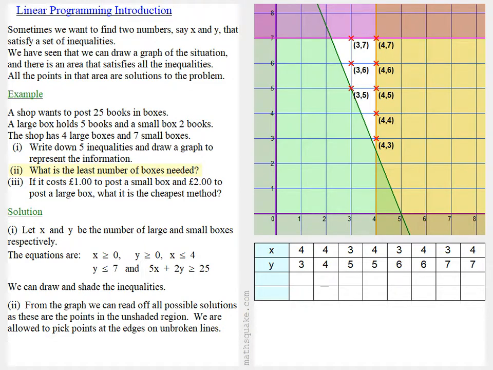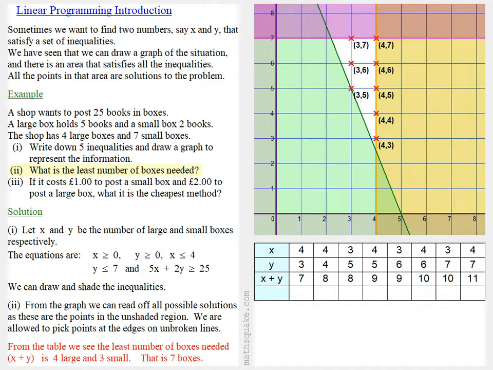Now we can add an extra row called x plus y, which is the total of all the boxes. So in the first column we've got 4 large and 3 small boxes, which is a total of 7 boxes. Then we have 4 plus 4 is equal to 8, 3 plus 5 equals 8, 4 plus 5 equals 9, 3 plus 6 equals 9, 4 plus 6 equals 10, 3 plus 7 equals 10, and 4 plus 7 equals 11. So we see the smallest number of boxes is 7, with 4 large and 3 small.